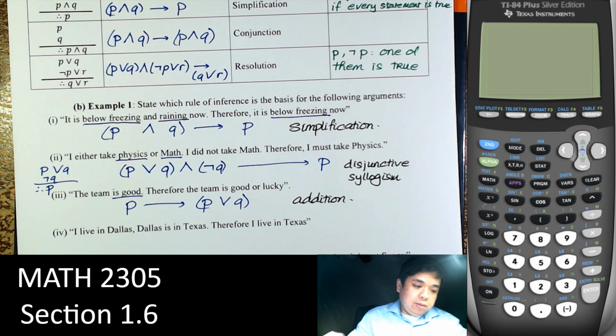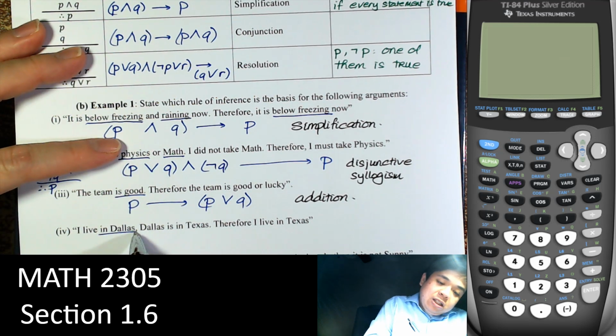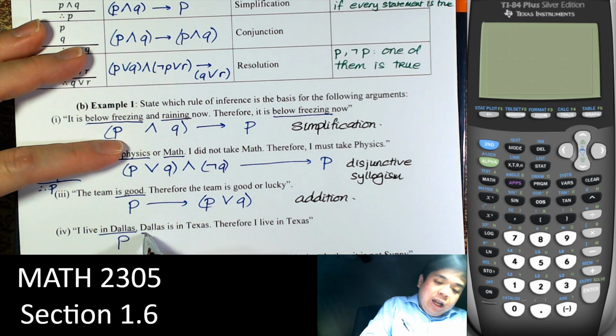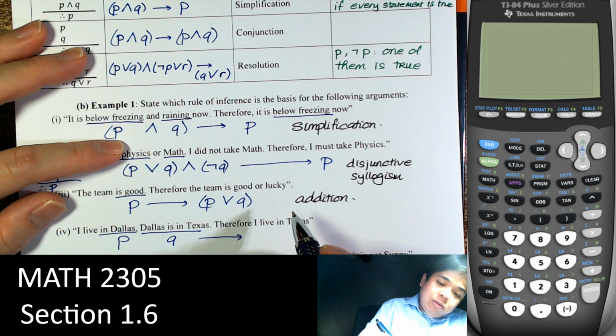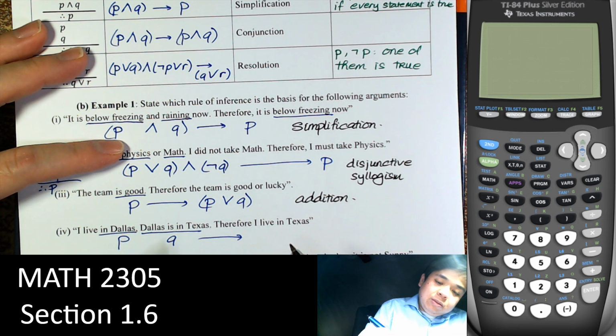Next, I live in Dallas, P, and Dallas is in Texas, Q. Therefore, I live in Texas. Right.